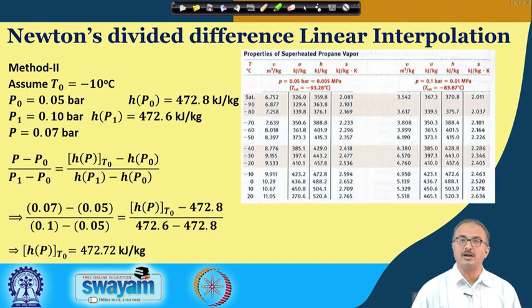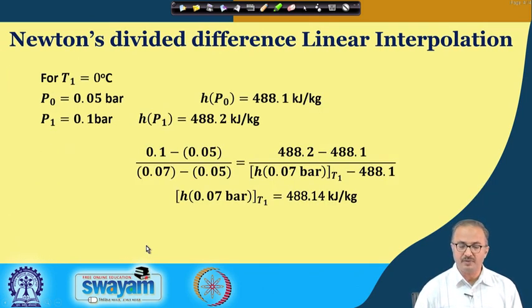Now, we adopt the second method. In the second method, we first choose one limit, that is minus 10 degree centigrade, and at this temperature for 0.05 bar and 0.1 bar, we read out the values of the enthalpies. Now, with these two values of the enthalpies, we find out the value of the enthalpy at this particular pressure, that is 0.07 bar.